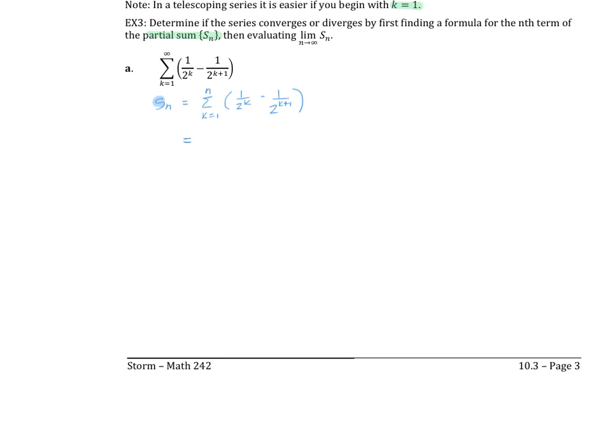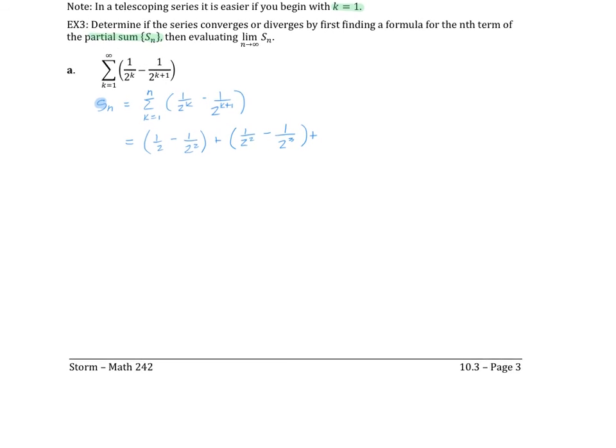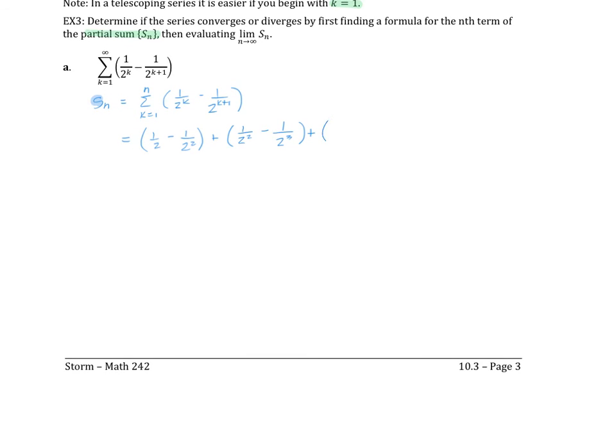When k is equal to 1, this is 1/2 minus 1 over 2 squared. Maybe I'll just keep it as 2 squared because I'm lazy. Plus, the next term is when k is equal to 2, so it's going to be 1 over 2 squared minus 1 over 2 to the third, plus when k is equal to 3, I have 1 over 2 to the third minus 1 over 2 to the fourth.